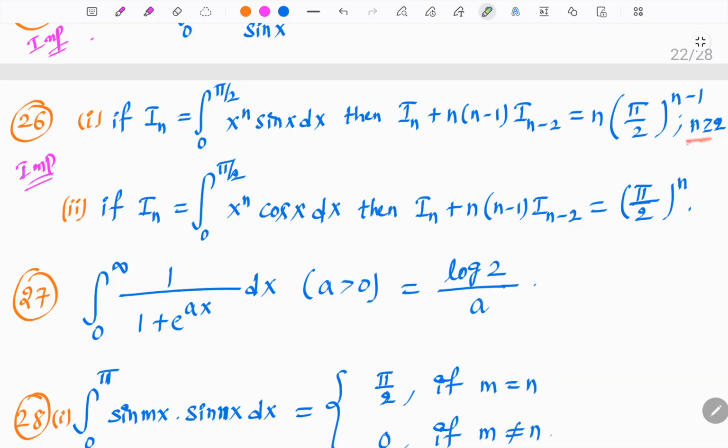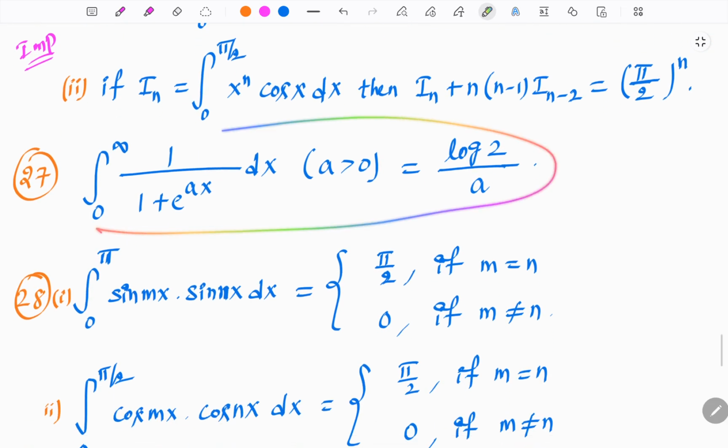Clear? And also make sure, students, your n should always be greater than or equal to 2, either 2 or more. Why? Because if it is 1, it won't be satisfied. If it is 0, it won't be satisfied. Clear? Coming to cos x dx, if it is cos x dx, then n times n minus 1 won't come here. Why? Because it is a cosine function. Then (pi by 2) to the power of n only is the resultant answer. Clear? Next, it is also one of the fixed answers.